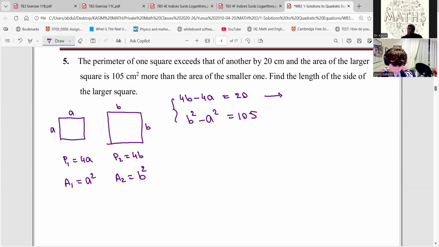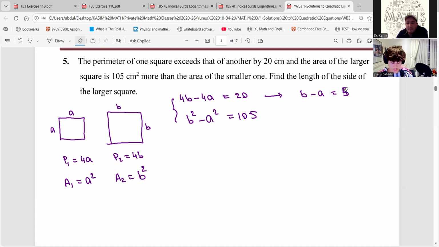Yeah, but I turned it into a quadratic. No, you don't have to. If you simplify the first equation, both sides are divisible by 4. If you divide by 4, B minus A equals 5, right? Well, I did that, but I did B equals A plus 5. I see what you mean.